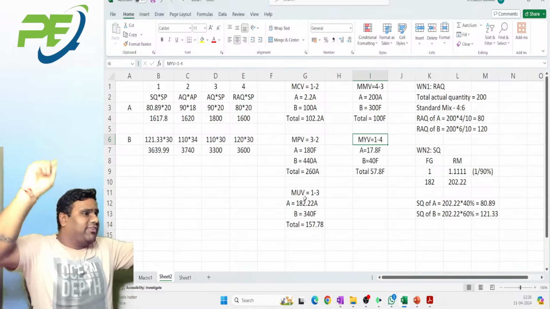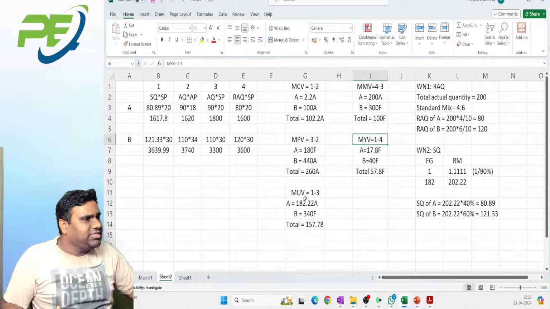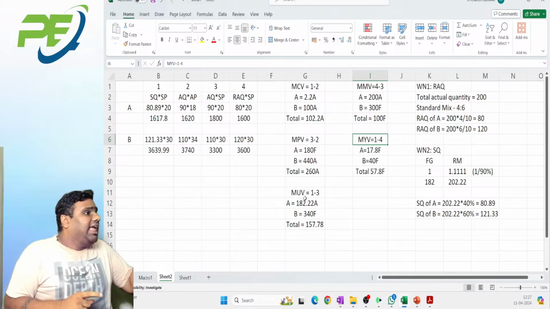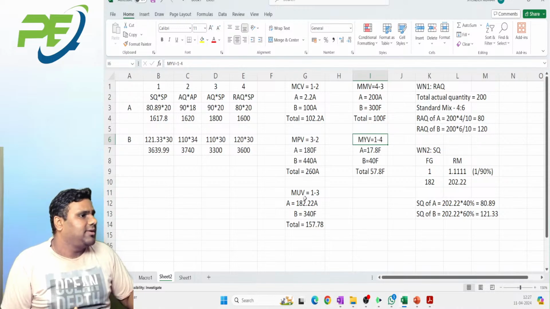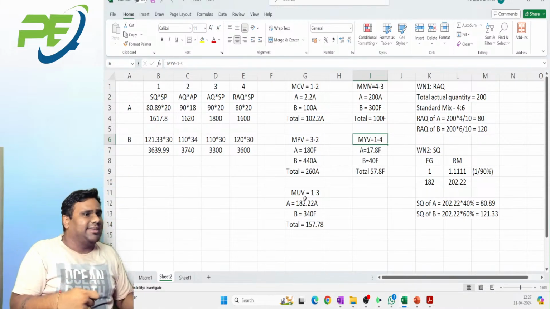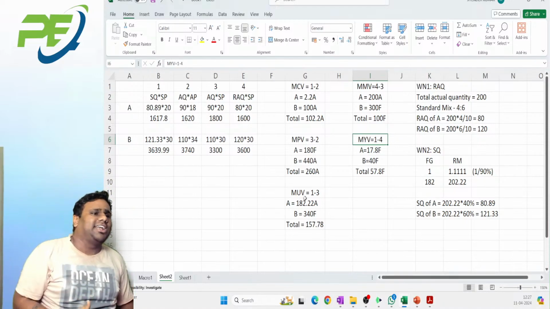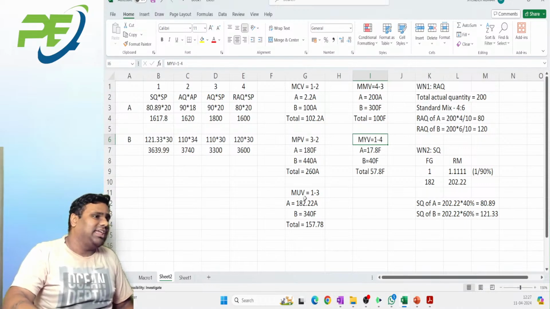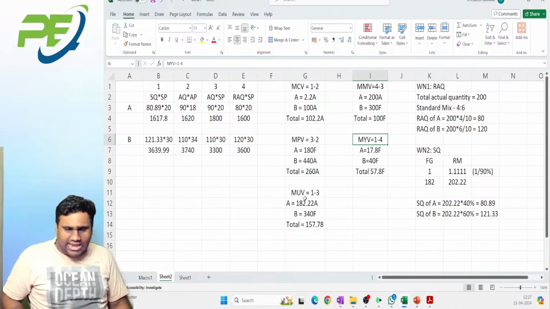Again repeating, first and fourth: is price same or different? Price is same. Quantity is different. First column is standard quantity in standard mix. Fourth column is actual quantity in standard mix. Both are standard mix, so the difference is the yield variance. Now when we write notes, you'll get some more clarity.